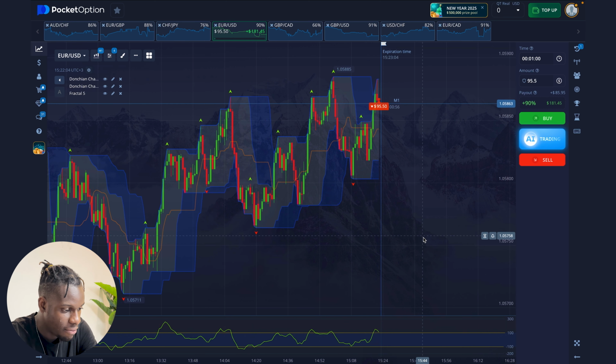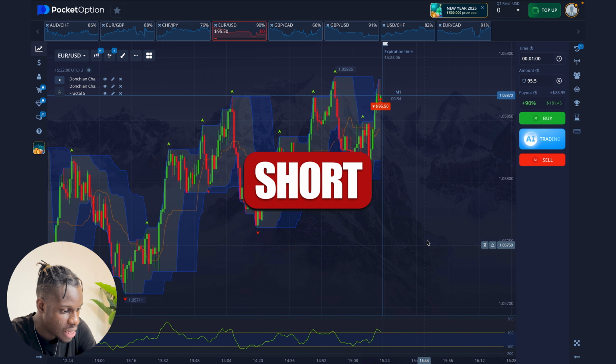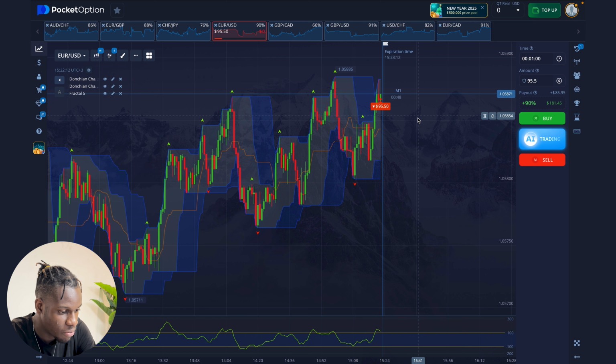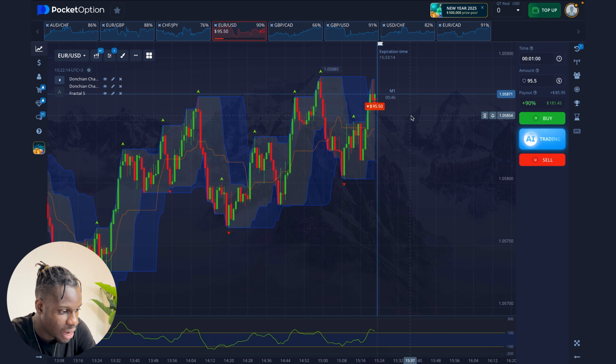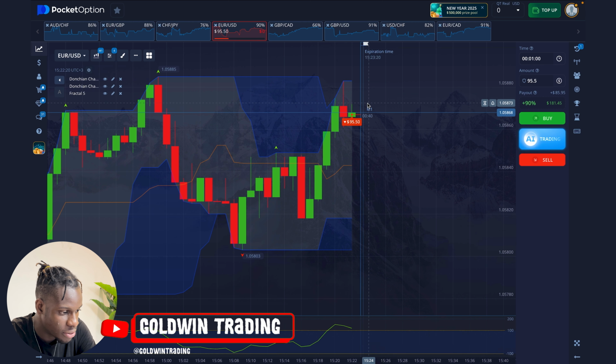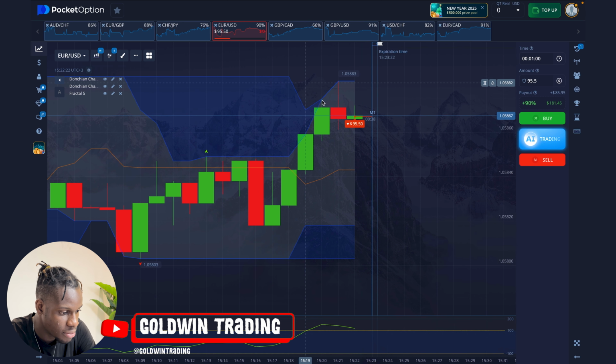Okay, guys, so we have the sell trade here. Now, this is the exact signal that I explained at the beginning. I don't really think you need much explanation for this. So we can see that the price has touched the upper moving lines of this channel, right?